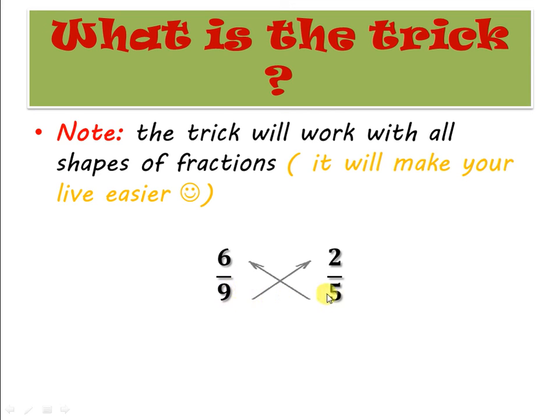So let's multiply. 5 multiplied by 6 will give me 30. 9 multiplied by 2 will give me 18. Now you can see which number is bigger, 30 or 18. Of course 30 will be bigger than 18. And that's how it works.